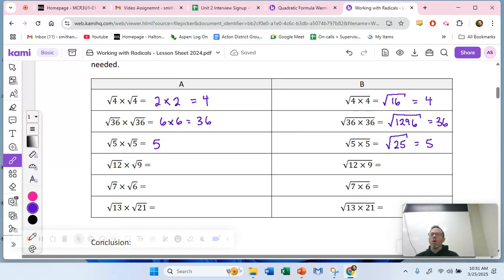But maybe you're saying, well, Mr. Smith, maybe this rule only works when it's the same number. Well, can you guys try the next one? The root of 12 times the root of 9. Root 12 is an irrational number. It's a decimal. We are going to get a decimal value here, and that's okay. You can just punch it in as you see it. I got about, to 2 decimals, about 10.39. Did you guys get about 10.39?